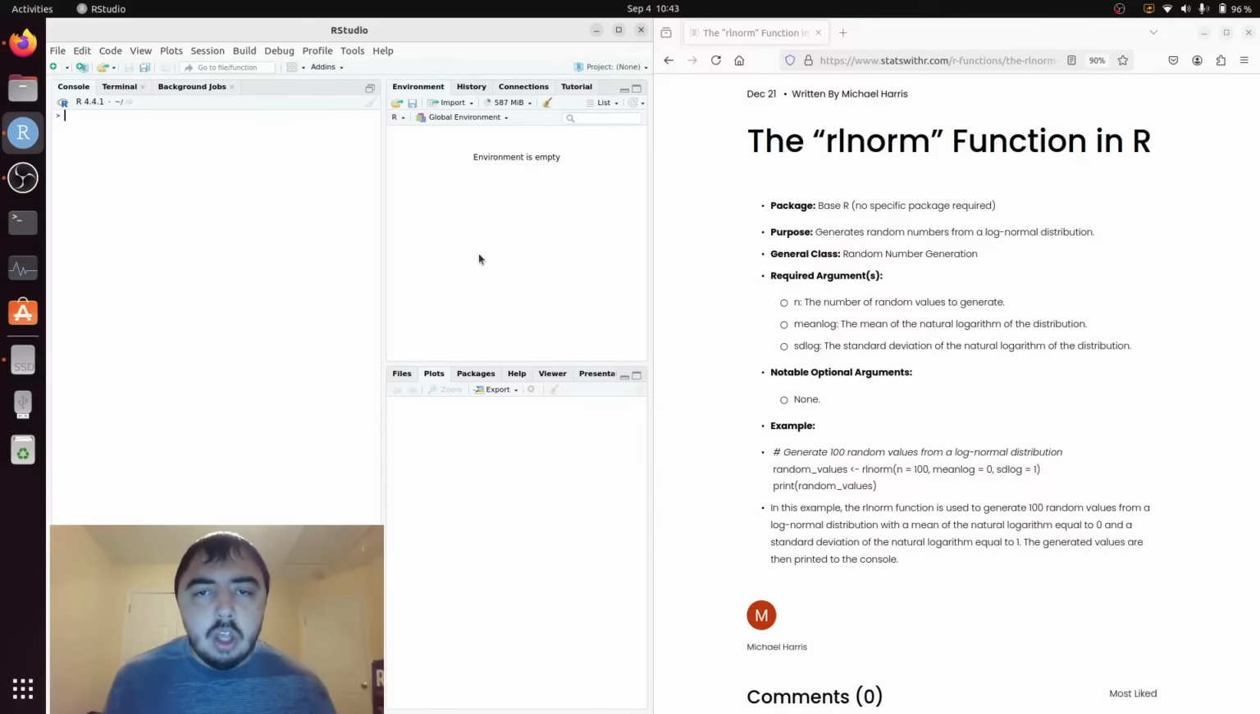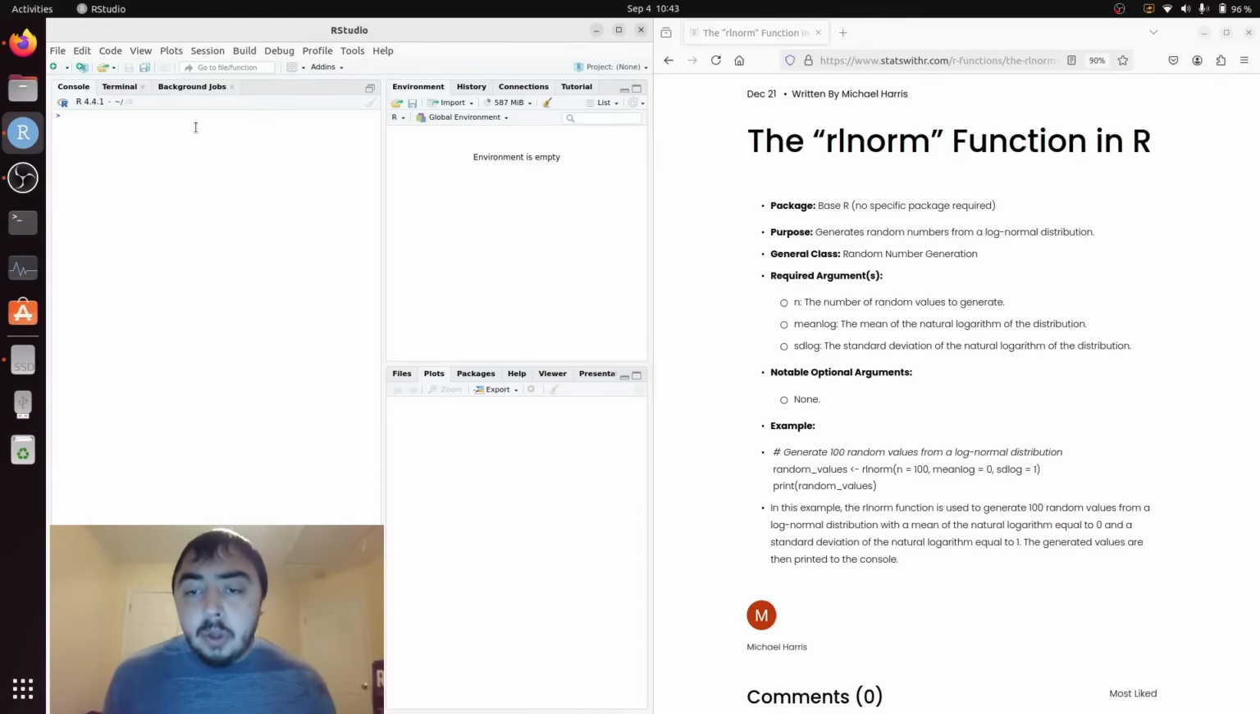Today I'm talking about the rlnorm function in R. Just like all the R functions we've been talking about that start with R in a distribution, this generates random values from a probability distribution. Here we're talking about the log normal distribution.